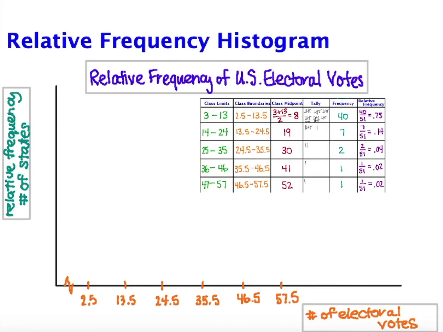And now, since we're doing relative frequency up the y-axis, we will number a little bit differently. We're basically going to use percents or decimals. I'm going to go with percents this time. And our highest is that 40 out of 51, so 78%. So I'll want to get up to probably 80% on my y-axis.